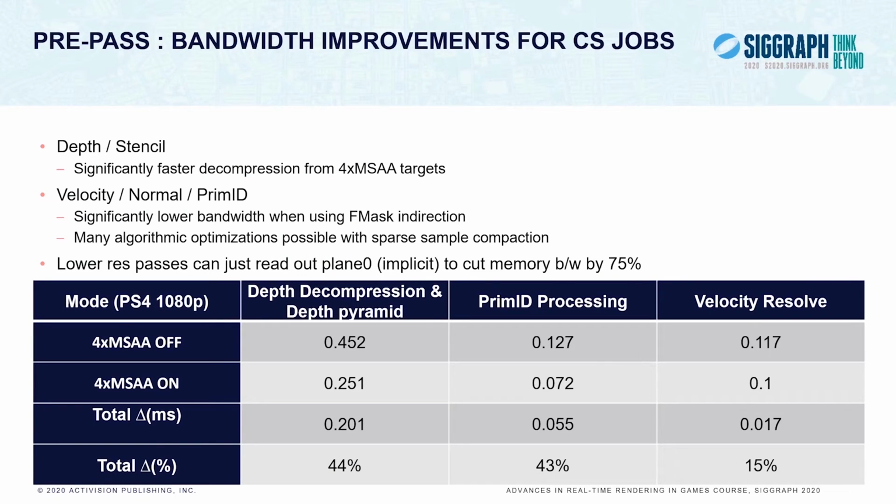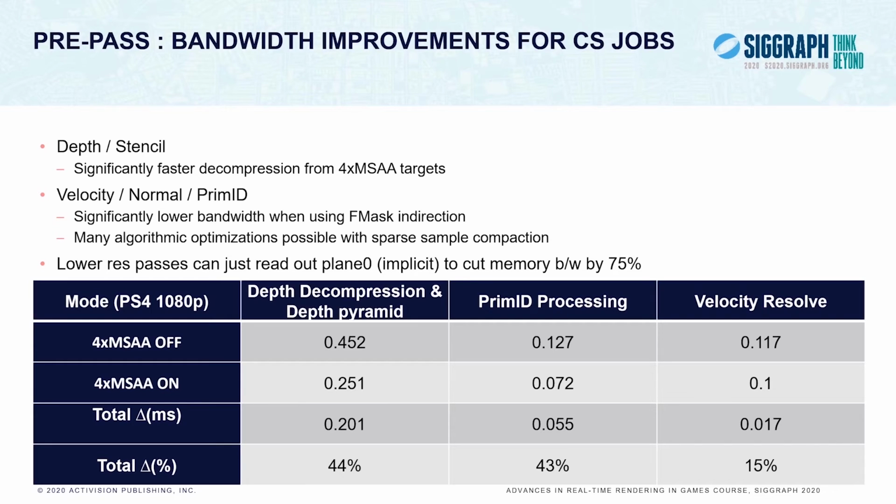MSAA prepass also results in a lot of bandwidth improvements for compute jobs. Depth and stencil decompression jobs are significantly faster. We also noticed that you can save a lot in velocity, normal or primitive ID resolves if you're using the fmask direction. There are also many algorithmic optimizations possible with sparse sample compaction. Furthermore, lower resolution passes can just read out plane 0, which is implicitly given, to cut memory bandwidth by 75% and sometimes even bypass the fmask.